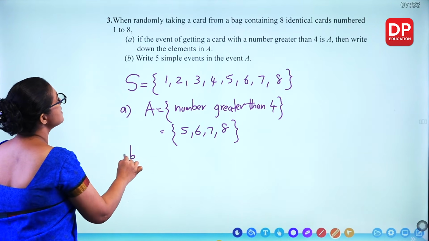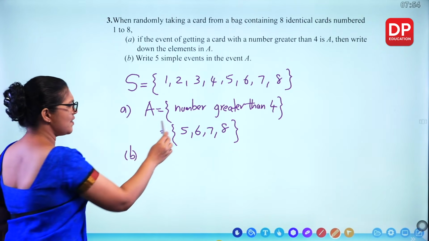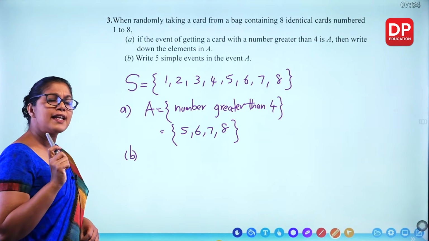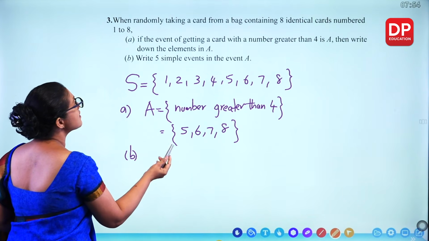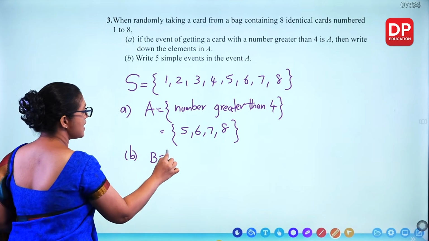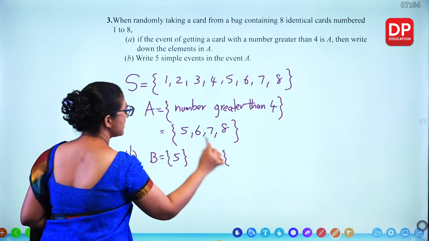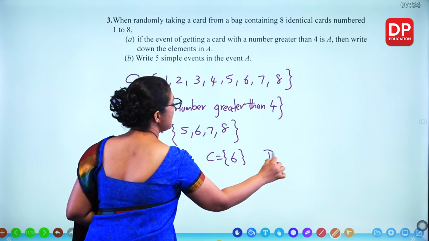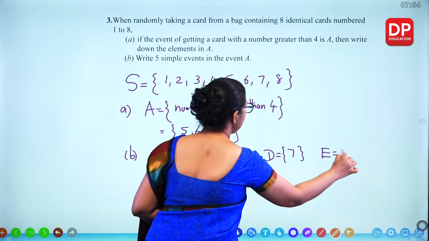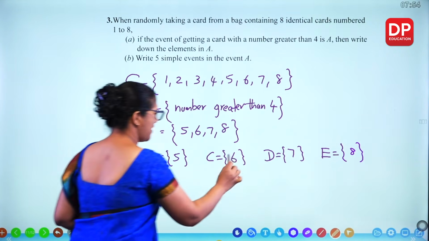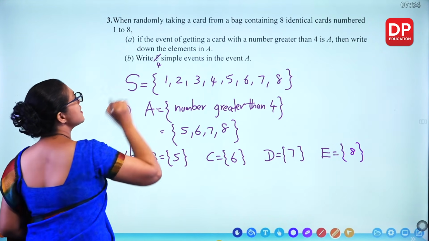Then the third part says, write 5 simple events in the event A. Can we write down 5? Simple events means you can get only one possibility. So we can take any letter. B can be getting 5. C can be getting 6. D can be getting 7. And E can be getting 8. So we can write only 4 simple events. You can't write 5 there.